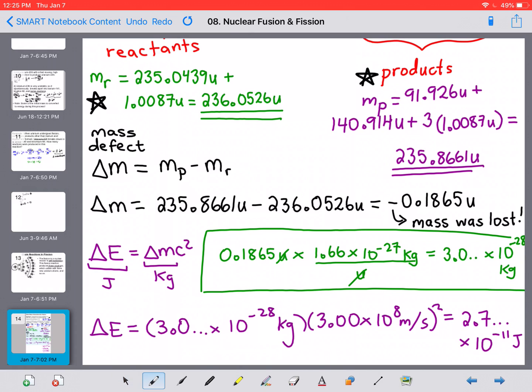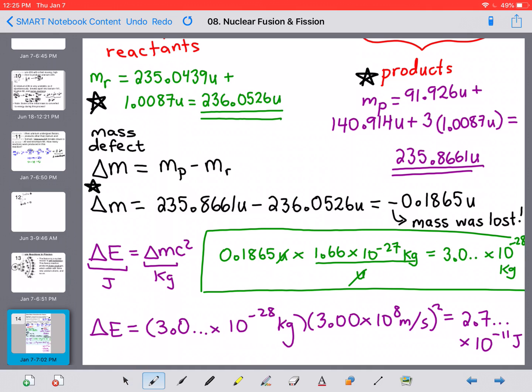To find the mass defect is just the difference between the mass of the products and the mass of the reactants. So down here in black, I've subtracted those two values, and I actually got a negative number. I got negative 0.1865 U. That negative just means that mass was lost. It means that the reactants contained more mass than the products, which is normal. That's exactly what should happen.